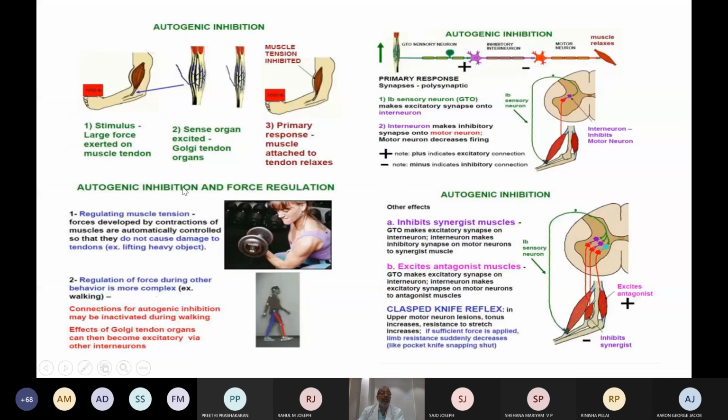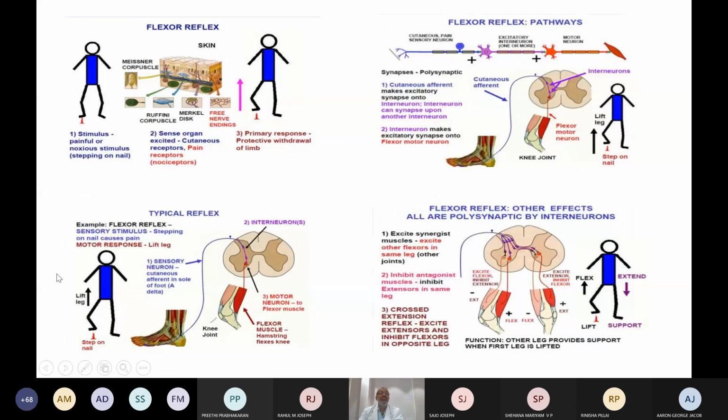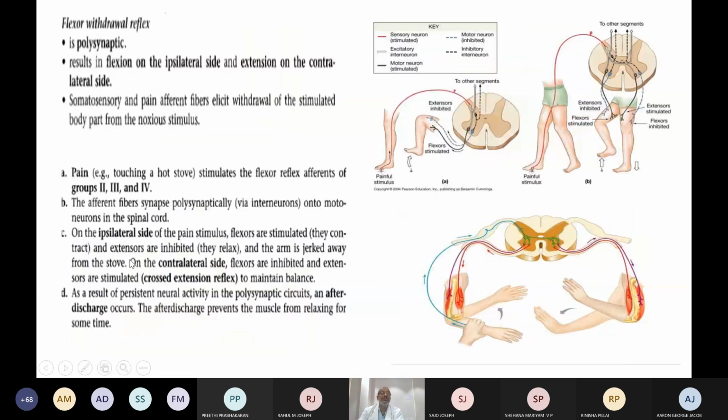Understood? So you have to know the stimulus: a large force extending the muscle tendon excites the Golgi tendon organ, which results in the muscle relaxing. So the damage that would happen is reduced. This is also called autogenic inhibition.